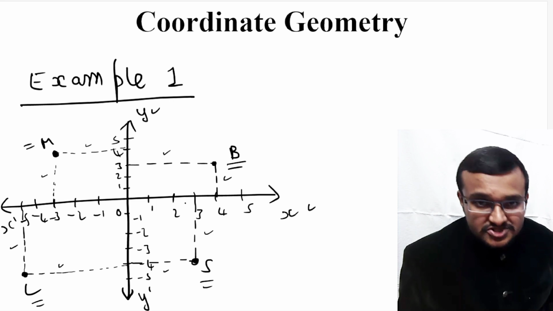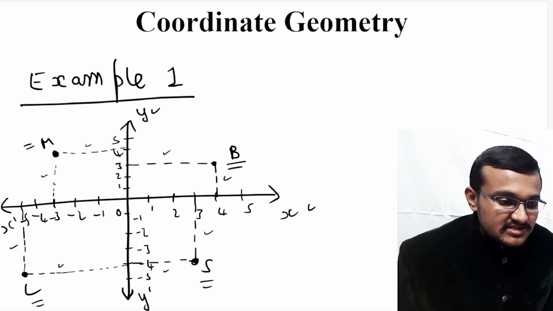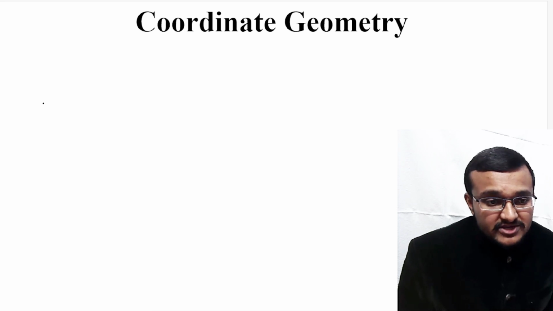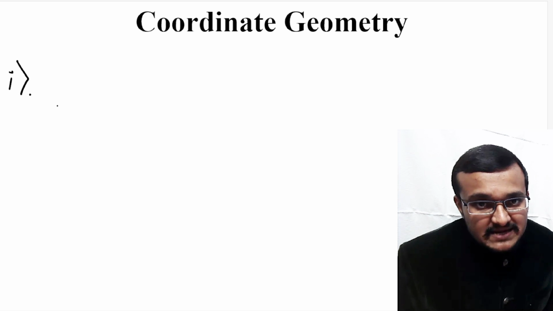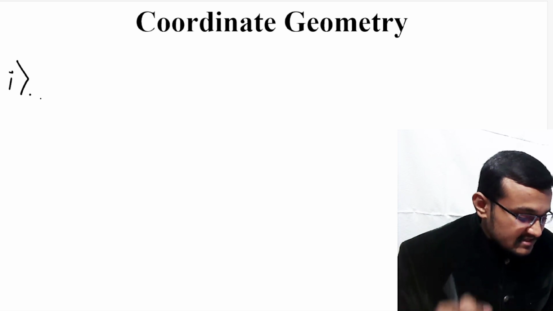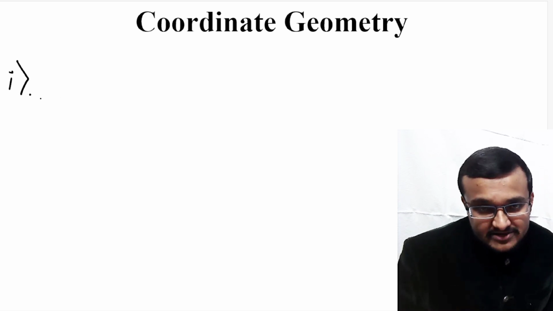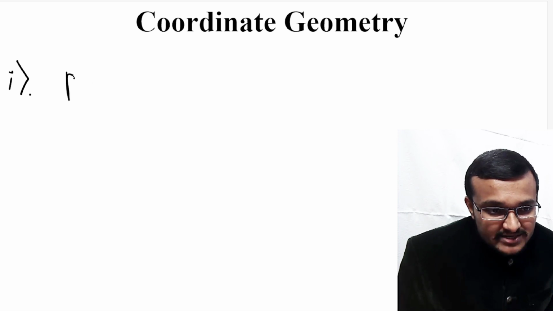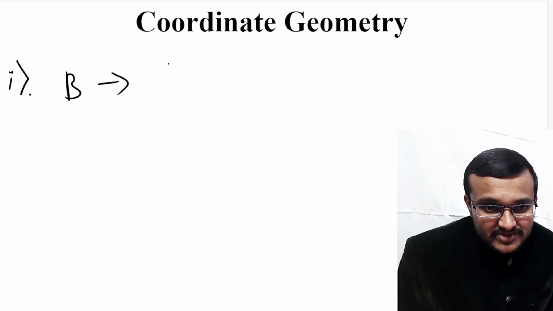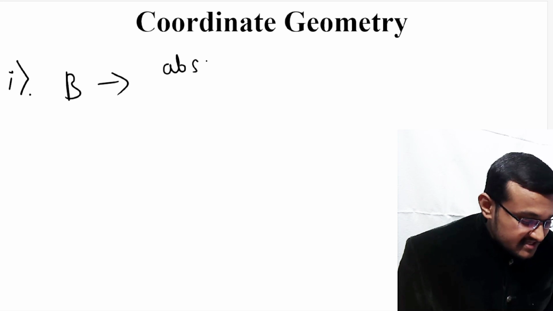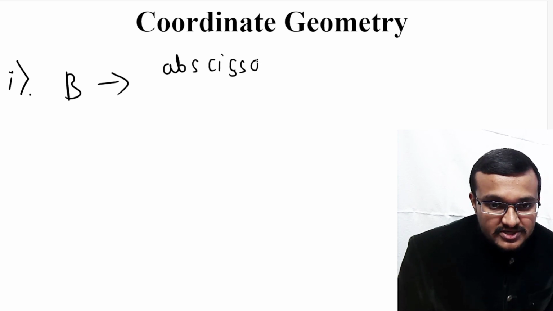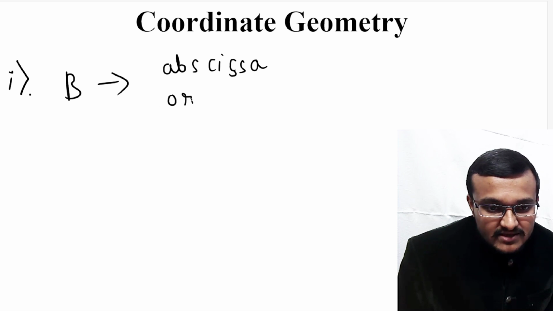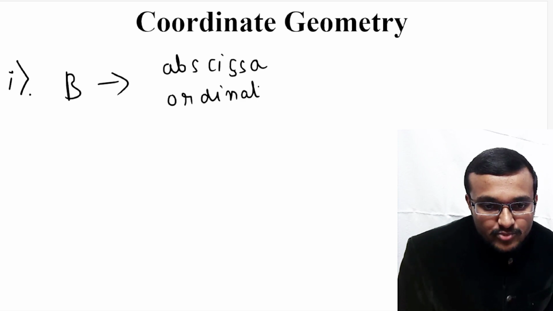Here they have asked a few questions in this example 1. Based on this figure, you have to give the answers for those questions. If we look at the first question in example 1, they have asked for the abscissa and ordinate of the point B. That means for point B you have to say what the abscissa and ordinate are.